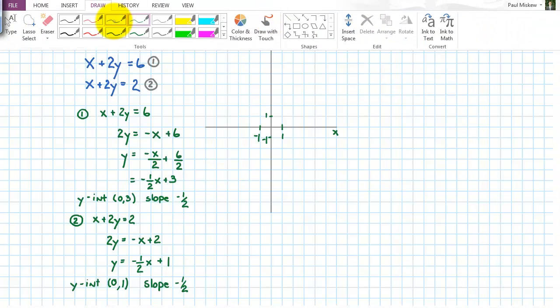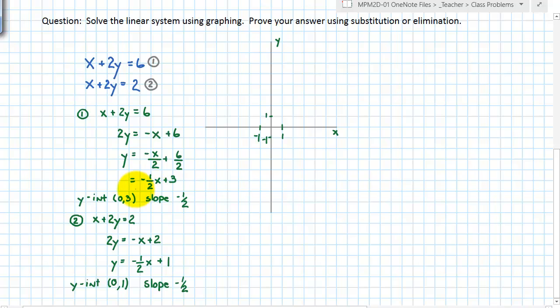So let's do this first line, equation 1 in blue. So we see we have a y-intercept of plus 3. So first thing I do is I put the y-intercept, and then I count the slope. So I have a slope of down 1 over 2. 1, 2, 1, 2. And then I just connect the line. So we just kind of connect that, and it kind of goes like this. So there's my first line.